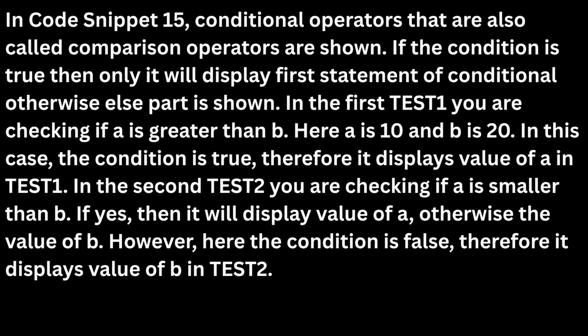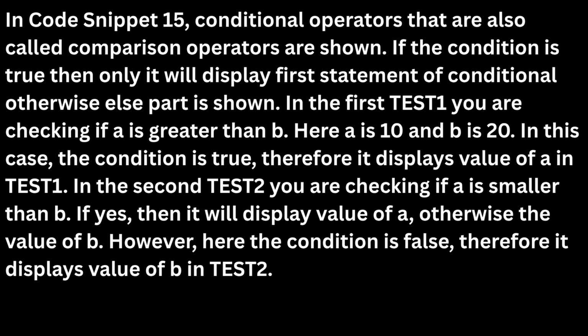In the first example, labeled Test 1, the code is checking whether A is greater than B. With the values provided, A being 10 and B being 20, this condition clearly evaluates to false. Because the condition is false, PHP does not choose the value of A. Instead, it selects the value of B, which results in 20 being displayed for Test 1. This demonstrates how the conditional operator falls back to the else expression when the condition does not hold true.